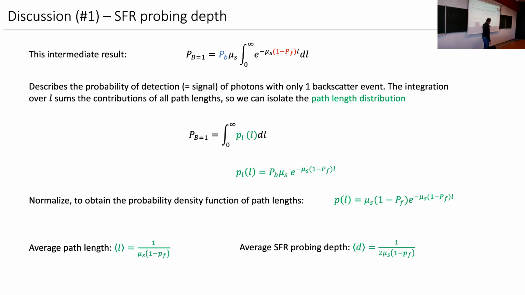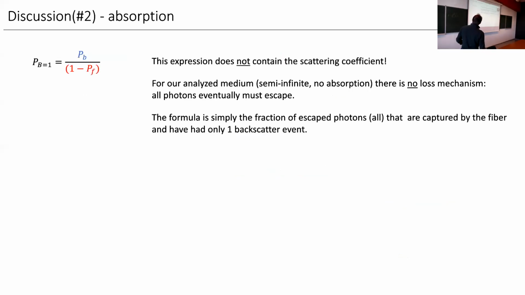So the scale with the scattering coefficient will also depend on the forward scattering coefficient. This expression as it is does not contain the absorption coefficient because the medium was semi-infinite, there was no absorption, no loss mechanism, so all the photons eventually will escape. What you calculate here is the fraction of the escaped photons that are captured again by the fiber, and the fraction of the photons that only had one backscattering.